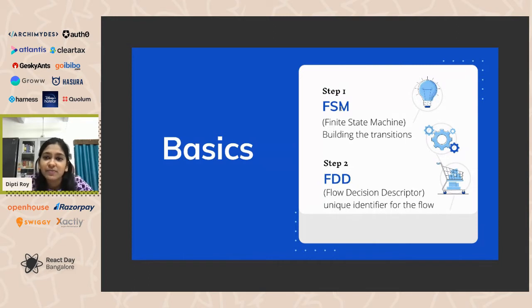There are some data elements missing and you need to stay in the same state. The second is the FDD. What is FDD? It is a unique identifier for the flow.